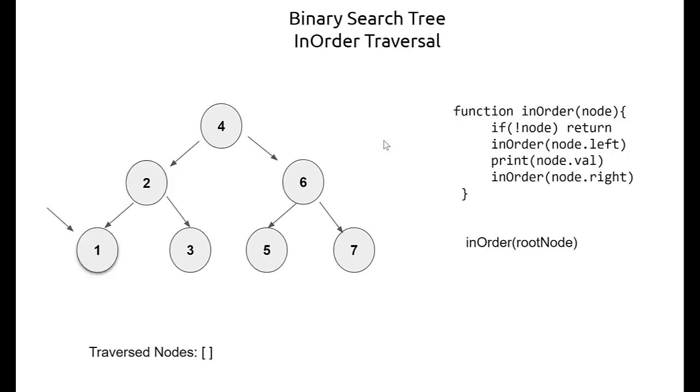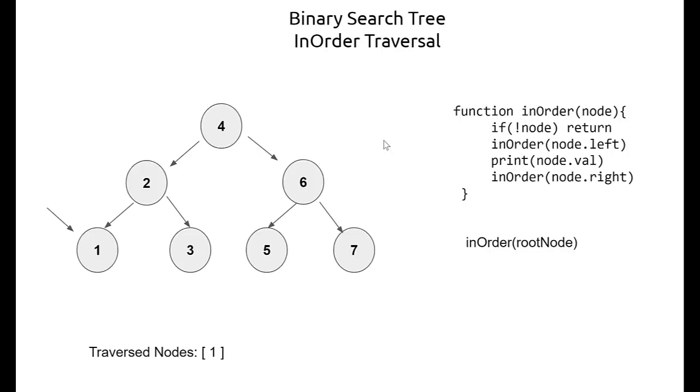So then here we have no more left nodes, so we print our node value 1, or in this case push it into the traversed nodes array. Then we continue with the function. It is asking to traverse the right node, but since we do not have a right node, we finish with this node's function call.